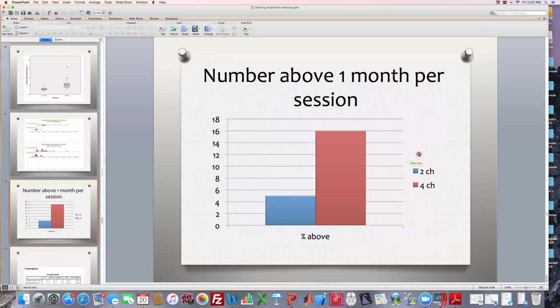We then looked at number above 1 month per session. So that would be if in 12 sessions you got a year change, we divide that by 12, and that's 1 month for every session. You're improving your reading scores. If you look at the 2-channel group, 5 of the 21 individuals did that. In the 4-channel group, 16 of the 21 had that level of improvement. Now, that's not to say the others didn't improve, they just didn't improve as quickly.